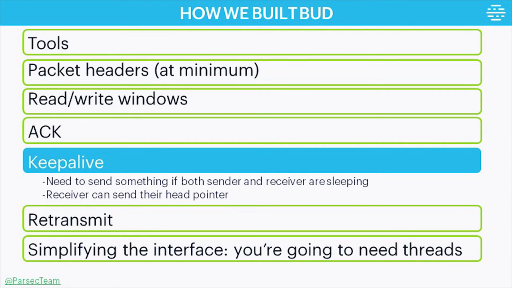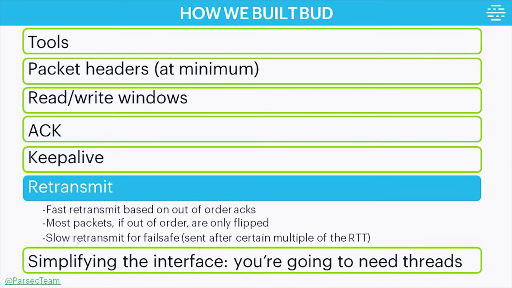Keep alives: you have to have something like this because otherwise you don't really have a concept of a connection state. You need something that keeps the connection alive and doesn't make it time out. These are almost like dummy packets saying, don't close on me. So retransmissions, this is where most of the headache is if you ever wanted to try and implement something like this.